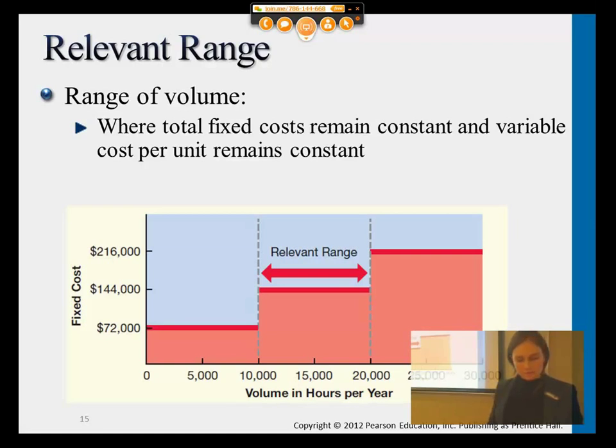What would be an example for relevant range? What's a good example? When would I need to know the relevant range? When would it apply?